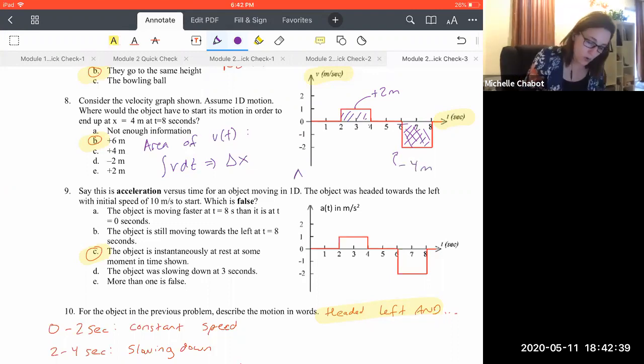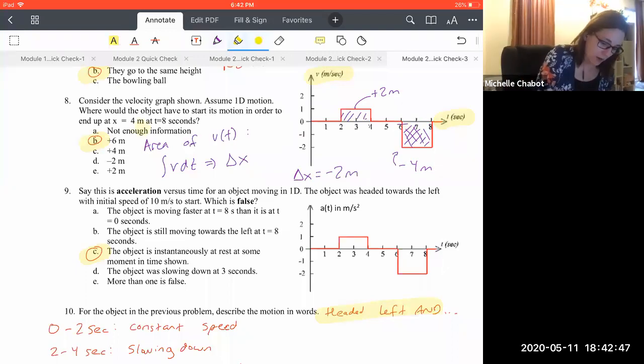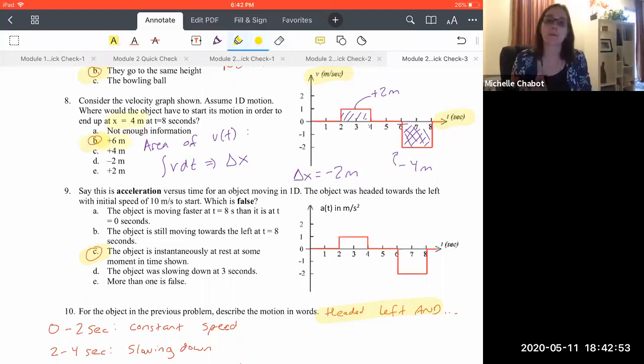So my total displacement from this motion is going to be negative 2 meters, which means that if I want to end up at 4 meters, then I need to start at 6 meters because I'm going to have a displacement of negative 2 meters. So for any graph that you have to interpret and get numbers out of, think, do I need the slope or do I need the area? Areas are integrals and slopes are derivatives.